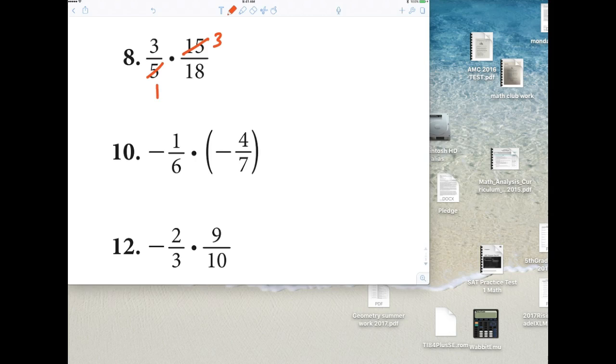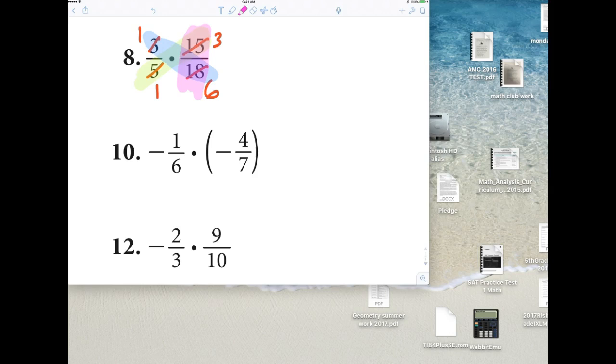And 3 and 18. 3 becomes 1, and 18 becomes a... 6. Yes. Okay, now listen to me, guys. Here's one other thing. In fractions, watch me now. You can reduce this way. You can reduce diagonally this way. Diagonally this way. Or I can reduce what? Vertically. That is correct. Is everybody with me on that?